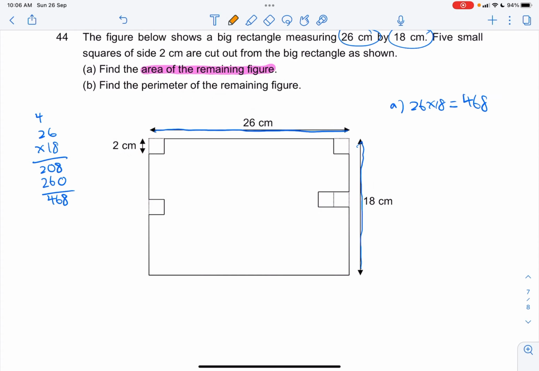And now we have to subtract the area of the 5 squares. 3, 4, 5. And the area of each square is 2 by 2, which is 4. So this is 4, 4, 4, 4, 4, which is 20. So I will take 468 minus 20 will give me 448 square centimeters. This is our answer for A, 448 square centimeters.